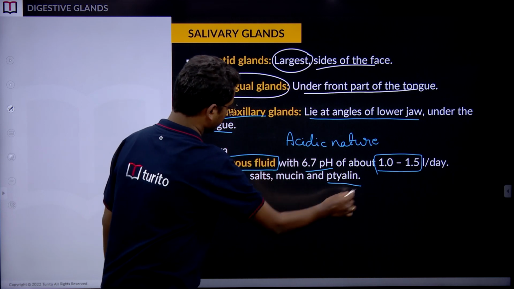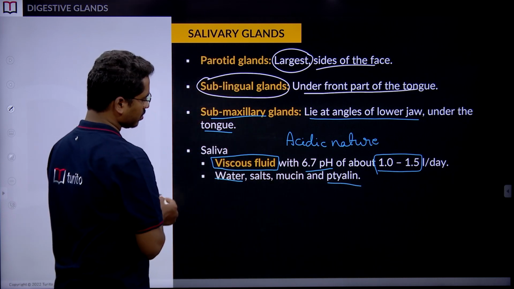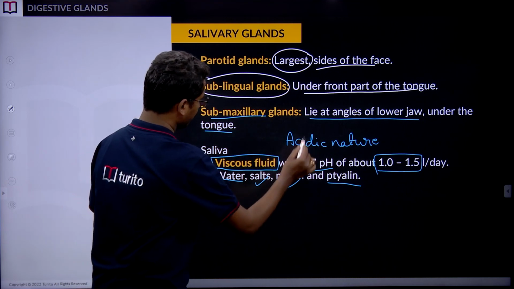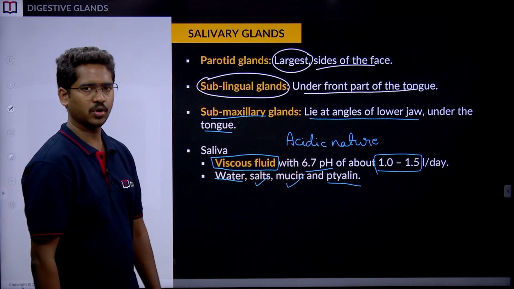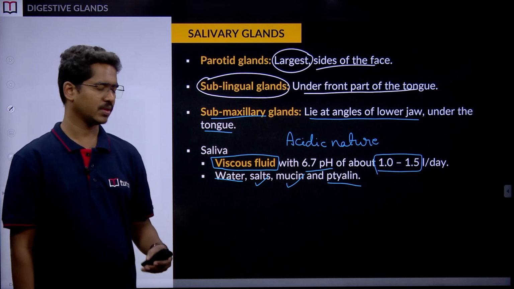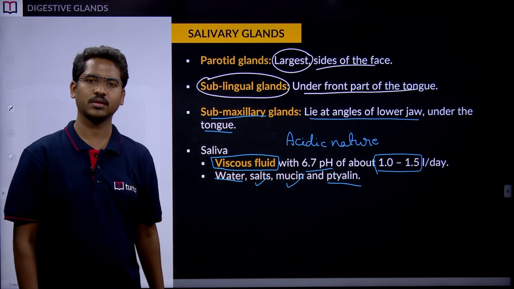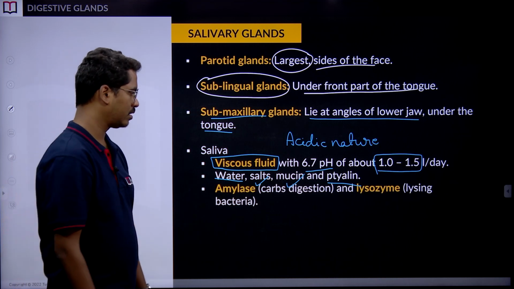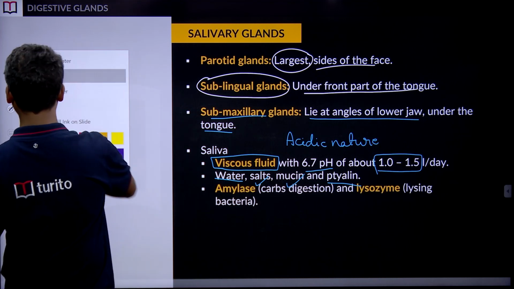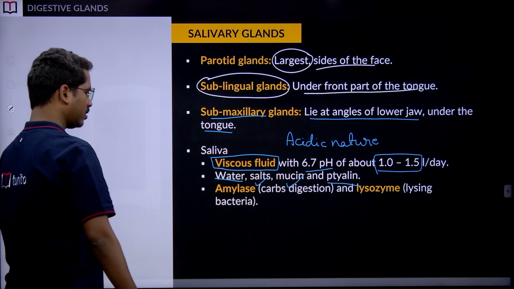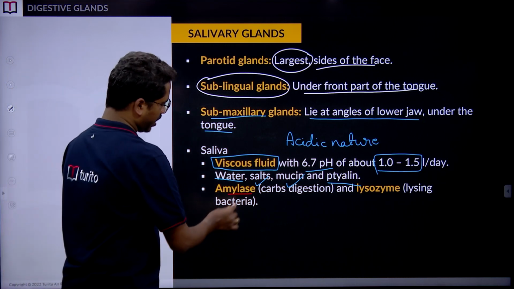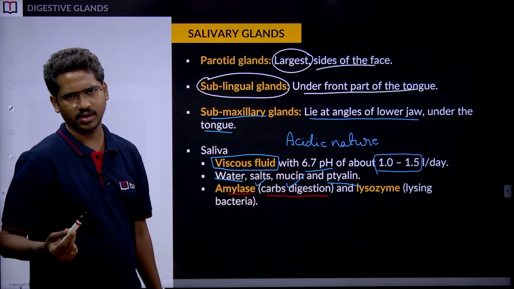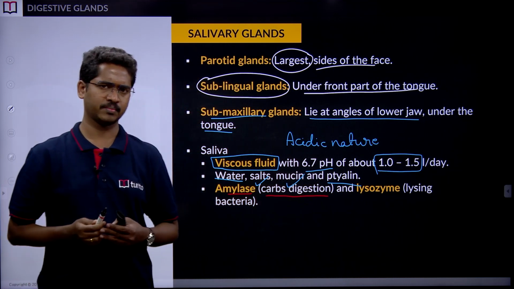I told you about this, and anyway you know about this. It also contains salts and another substance called mucin. Hope you understood that. It also contains these things, salts and mucin. Now, what do they do? Our amylase, what I was saying, okay. So, amylase, the main one, is involved in carbohydrate digestion, salivary amylase, naturally that is involved in carbohydrate digestion, okay.